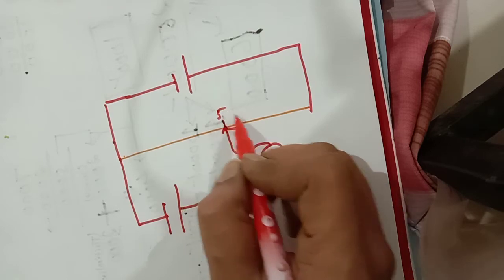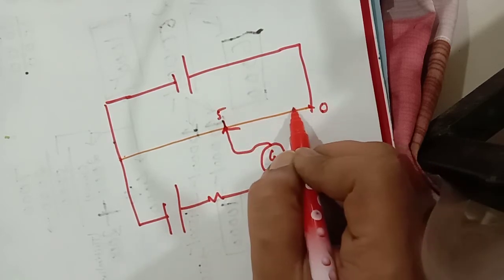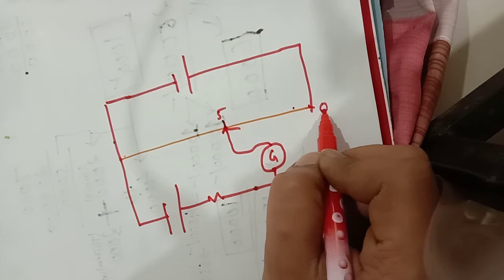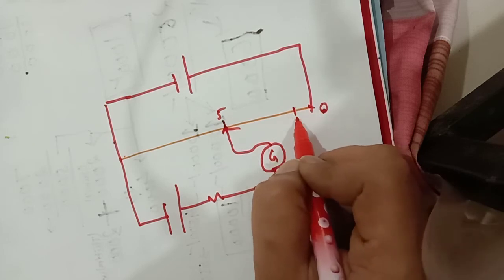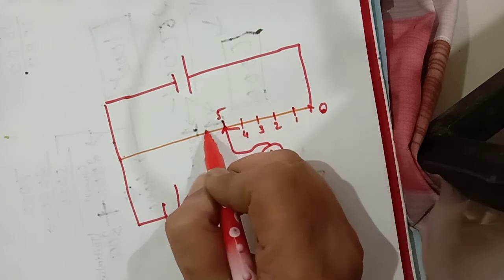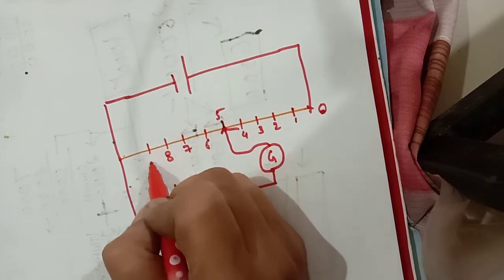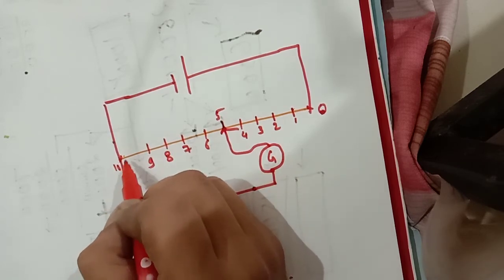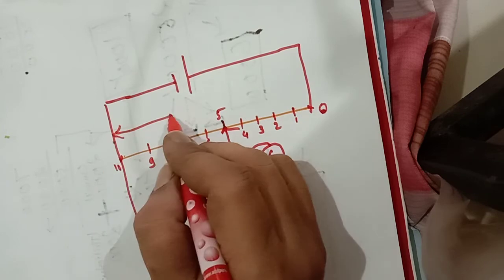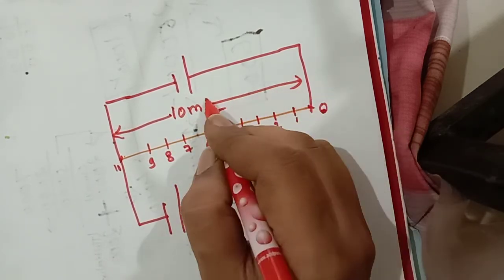It's the 0th point. It's not the 0th value, its point number is 0. Okay, it's 1, 2, 3, 4, 5, 6, 7, 8, 9, it's 10th. It's the 10th value, right? Suppose overall length L is 10 meter.